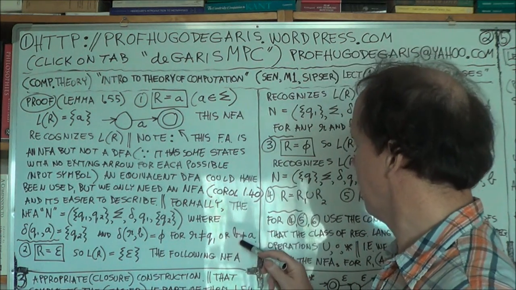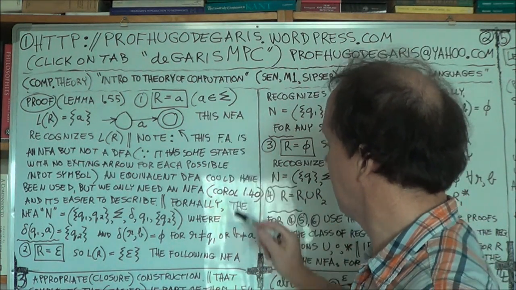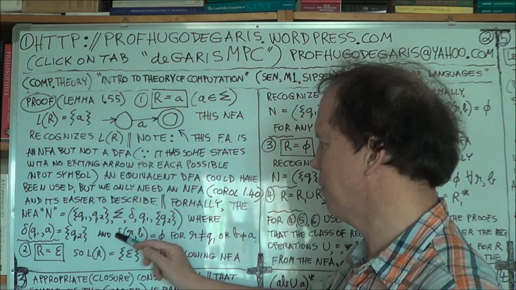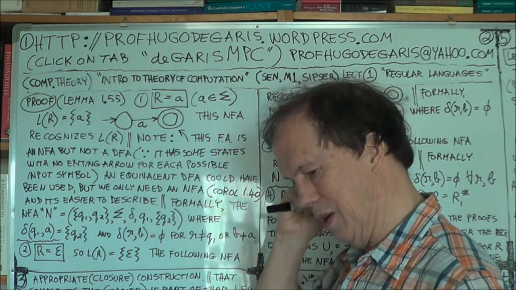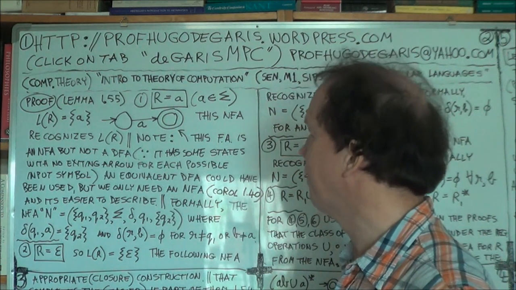Or the symbol of your alphabet is not A, then this delta, the transition, will just give you the null set. In other words, just nothing comes out.